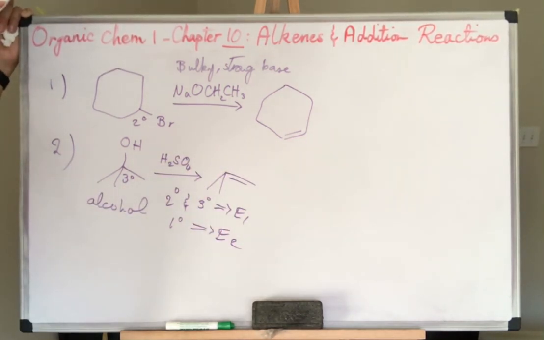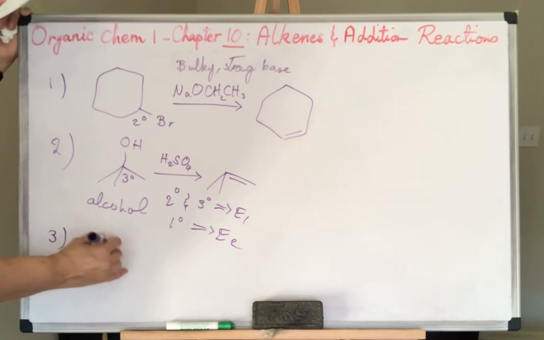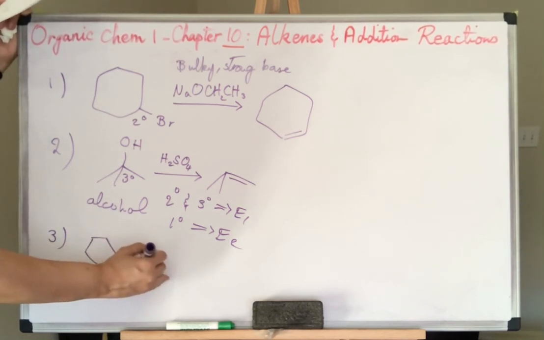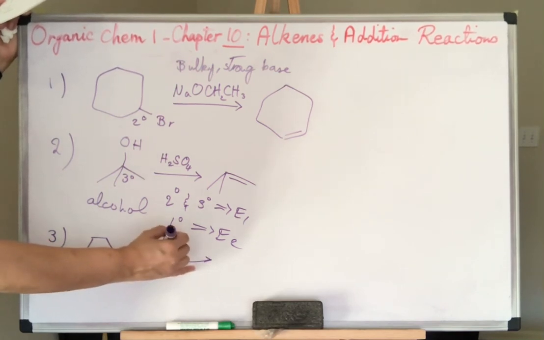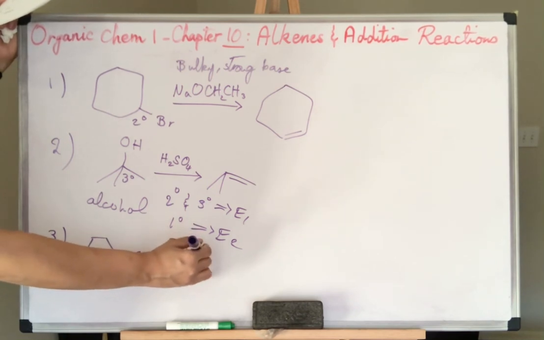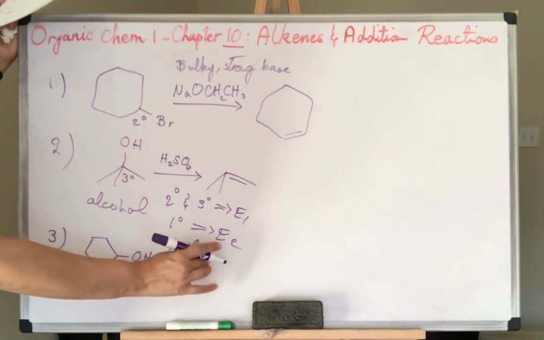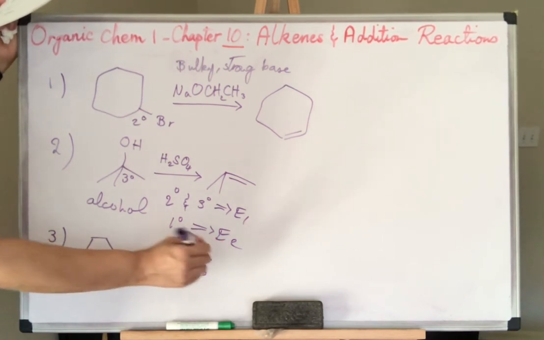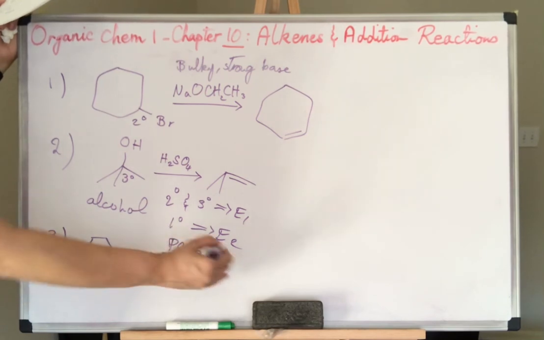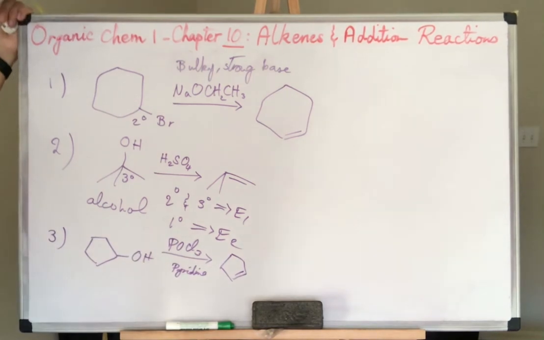The third one is also using an alcohol, using POCl3 and pyridine. You will learn the mechanism for this reaction in organic. You will deal with a lot of mechanisms in organic too. So you need to apply the Zaitsev rule whenever it is applied. So E2 reaction happens.